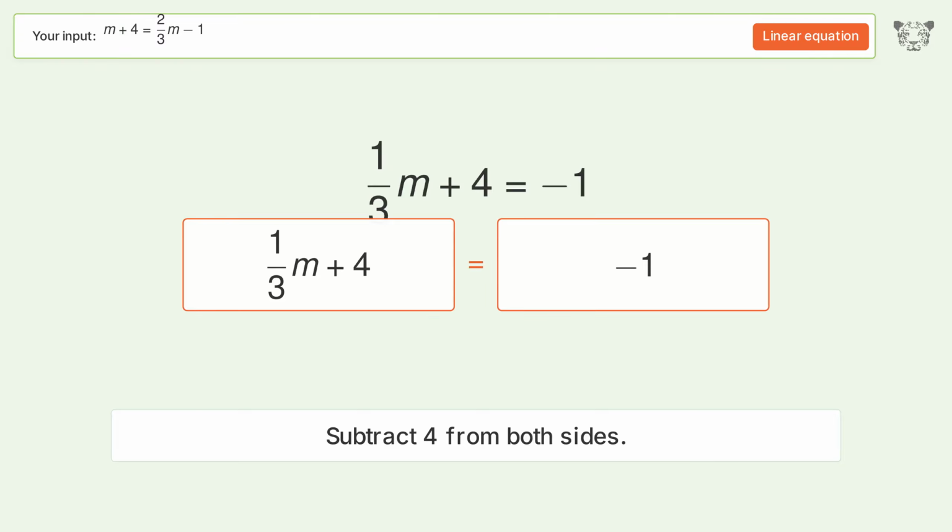The plus 4 keeps (1/3)m from standing alone. Subtract 4 from both sides to remove it. That gives (1/3)m = -5.